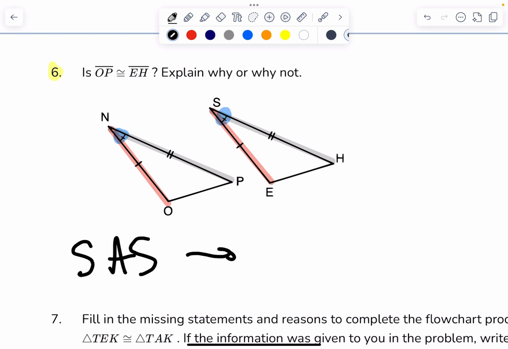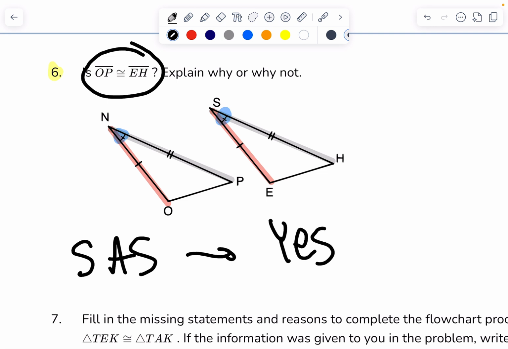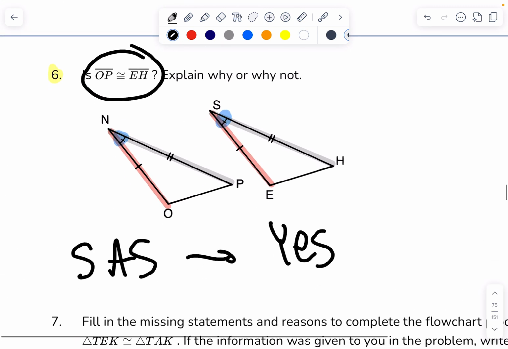Now, if I have 2 congruent triangles, everything about those triangles are the same. This angle over here is the same as this angle. This angle right here is the same as that angle. That also means that this side right here is the same as this side right here. So are they congruent? OP and EH? Yes, they are. Why? Because these are 2 congruent triangles. Everything about them is the same. When we get back to class, I'll give you the phrase that we're going to use to justify that.